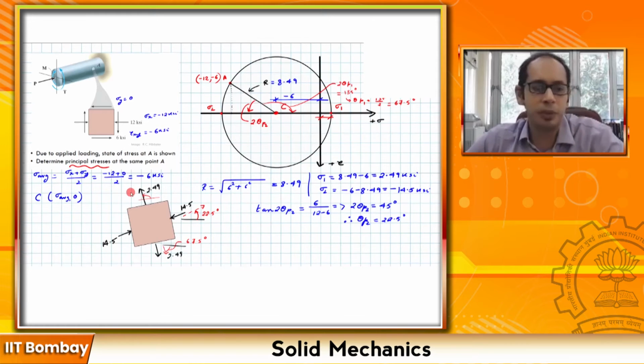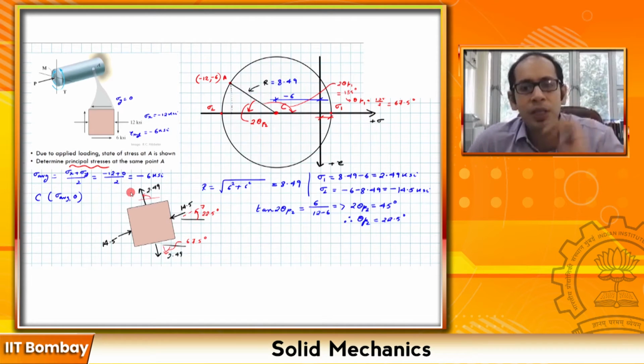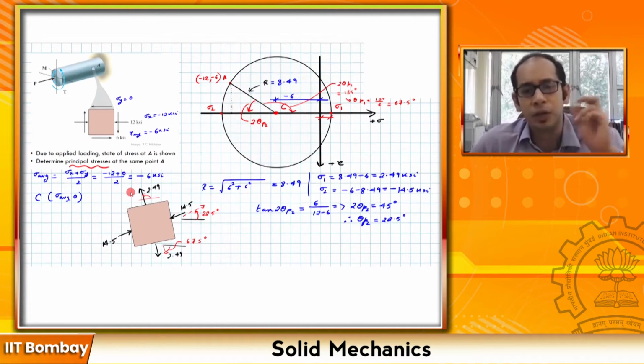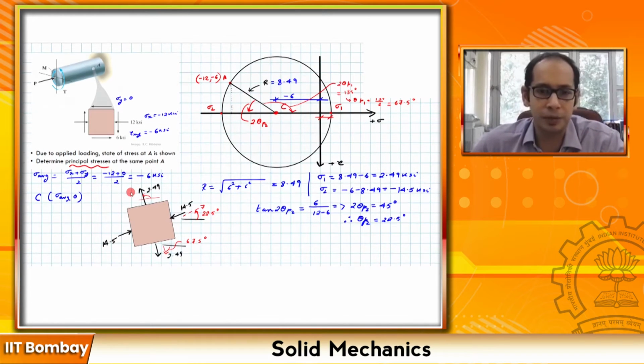So I hope this problem example was clear, and how easily we could calculate the principal stresses using the Mohr circle method. It's a fun method also to look at, rather than plugging the numbers into the equations and doing it in a mechanical manner.